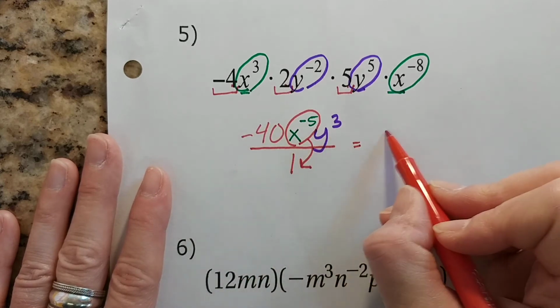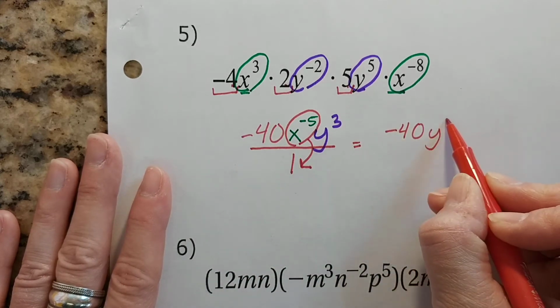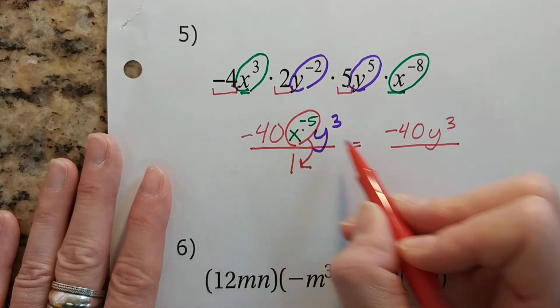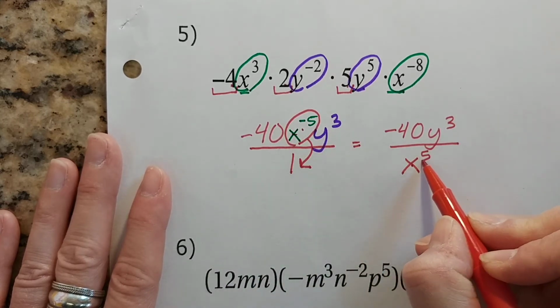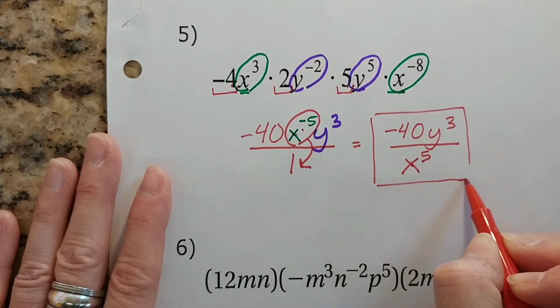Negative 40 and y to the third get to stay up top, but x is coming downstairs. The base will stay the same, the x, but the 5 will become positive. And now I have this expression in simplest form.